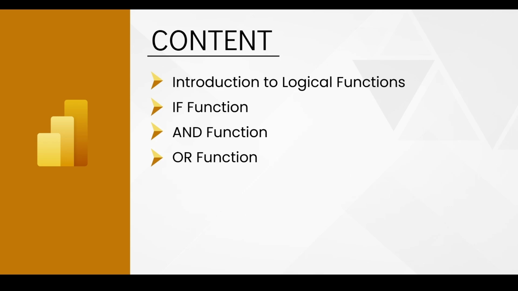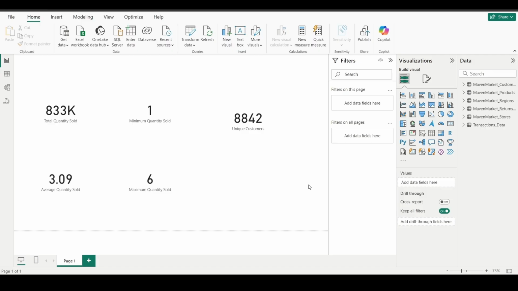Today, we'll focus on three commonly used logical functions. They are: IF function. It is used to evaluate a single condition and return one value if it is true and another if it is false. AND function. It helps us evaluate multiple conditions and checks if all of them are true. OR function. It evaluates multiple conditions and checks if at least one of them is true. Understanding these functions will allow us to build smarter and more dynamic models in Power BI. Now let's dive into each function, starting with the IF function.